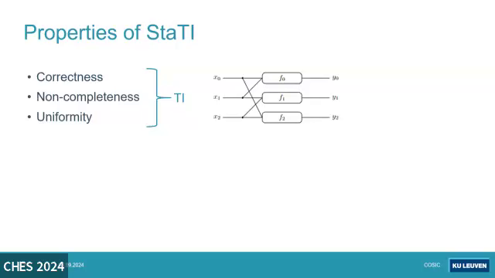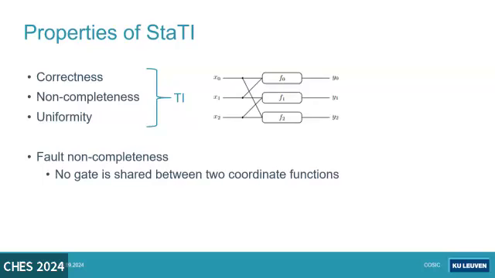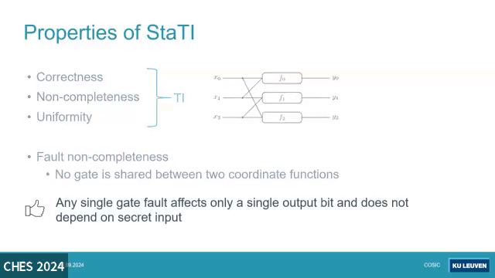And uniformity means that if the input is uniform, meaning for a fixed input we have a uniform sharing, the output is also uniform. But we know that these three properties are not enough to protect against especially effective faults, and this has also been shown in some research papers, so we need some more properties. First, what we propose is fault non-completeness. This means no gate is shared between two coordinate functions. This solves some of the problems we have.